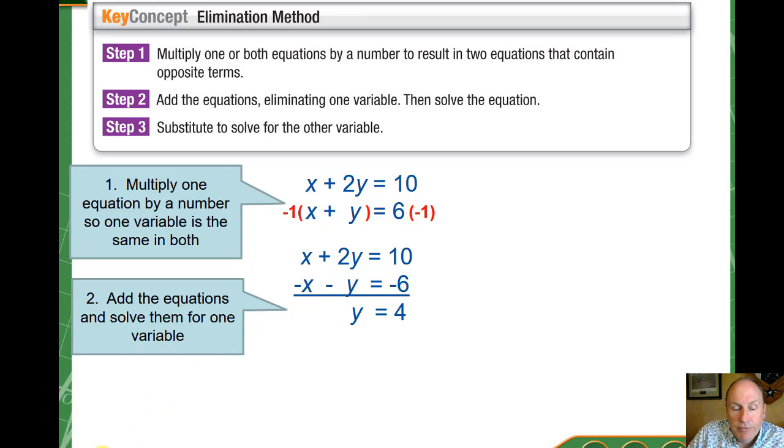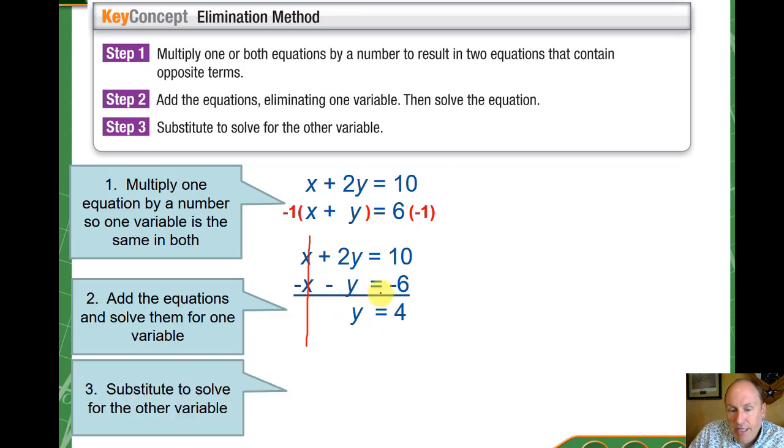So now what we're going to do is add those equations together, and you notice x minus x cancels out the x's. 2y minus y is equal to y, and 10 minus 6 is equal to 4. If you haven't canceled out one of the variables when you do this, something's wrong.